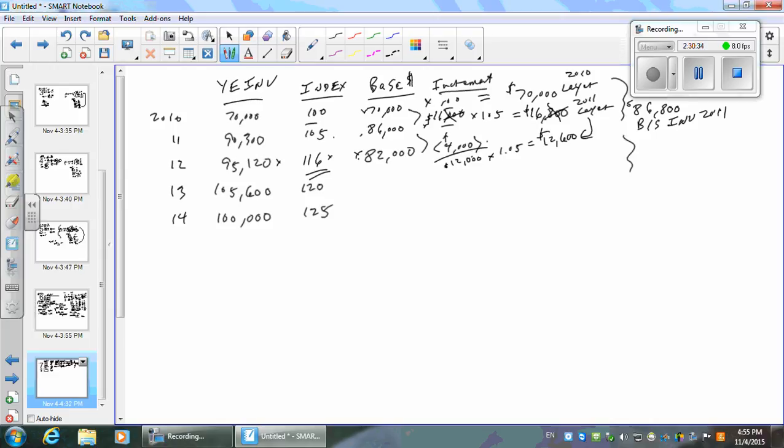What do we have in 2012? 2012 balance sheet inventory, what would it be? 86,800. It'd be 70,000 from the base year, right, guys? Yeah. 70,000 from 2010, plus 12,600 from the 2011 layer. Got it? And how much is that? 82.6. So instead of 86.8, it's 82.6. Got it? Is that working?